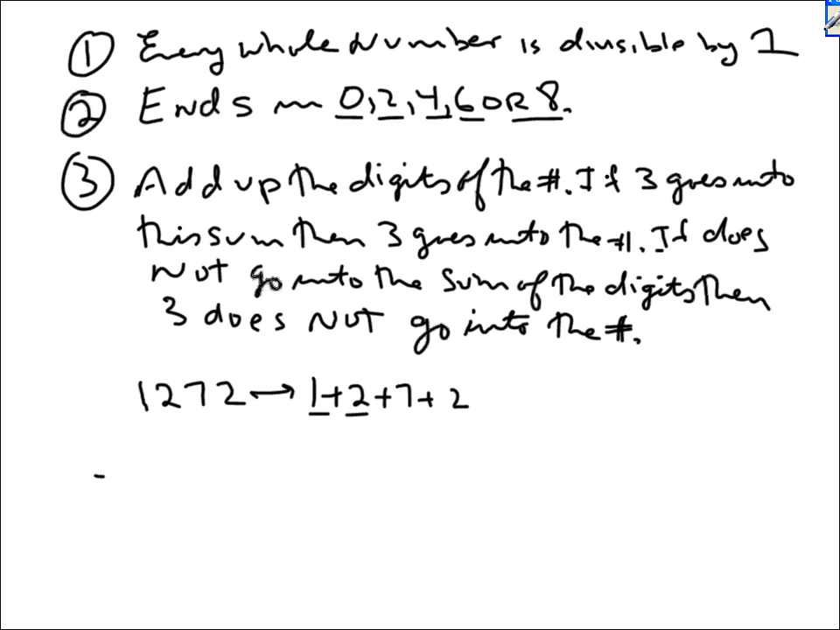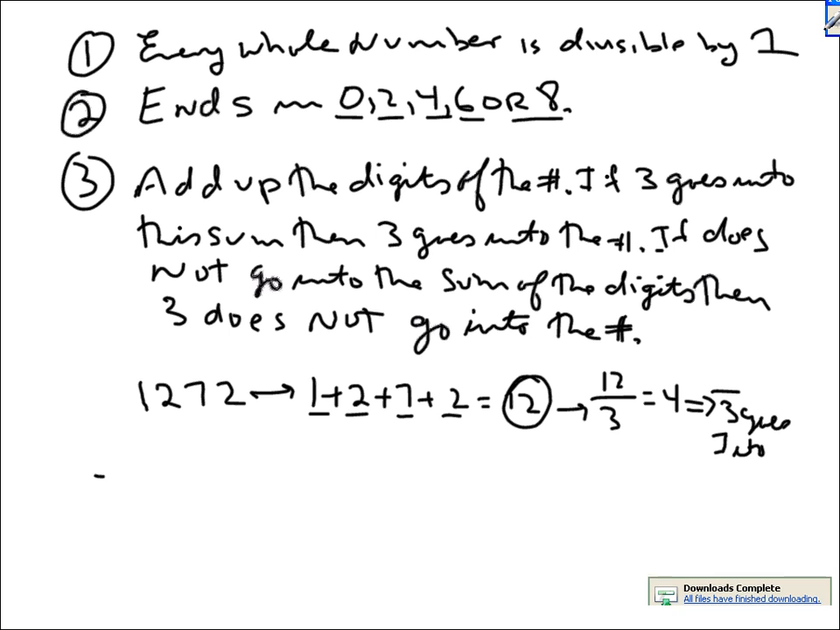1 plus 2 is 3, plus 7 is 10, plus 3 is 12. Does 3 go into this number? The answer is yes. 3 does go into 12, 4 times. That means 3 goes into the original number. You add up the digits. That's the game. If 3 goes into the sum of the digits, then 3 goes into the number.